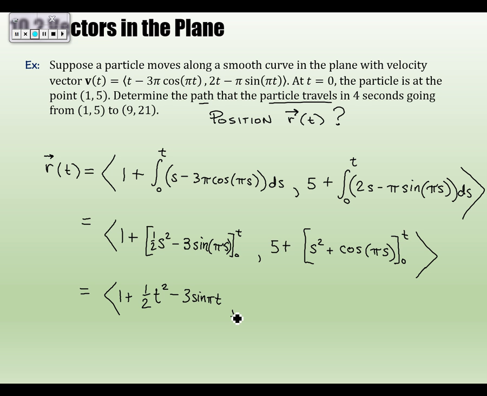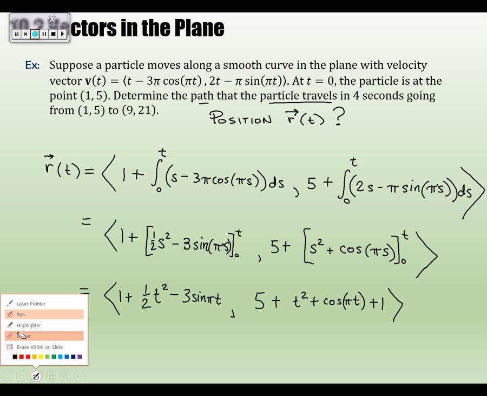This one will be a little more interesting. Over here we get 5 plus t squared plus cosine pi t minus what happens when we plug 0 into that, which is nothing here, but then here we get cosine of 0 is 1. All right, so that's a little bit better. Oh, minus 1, thank you, because we're doing minus. There we go.